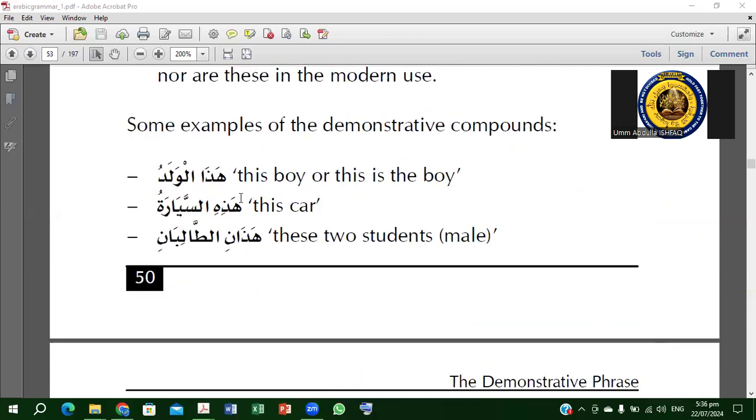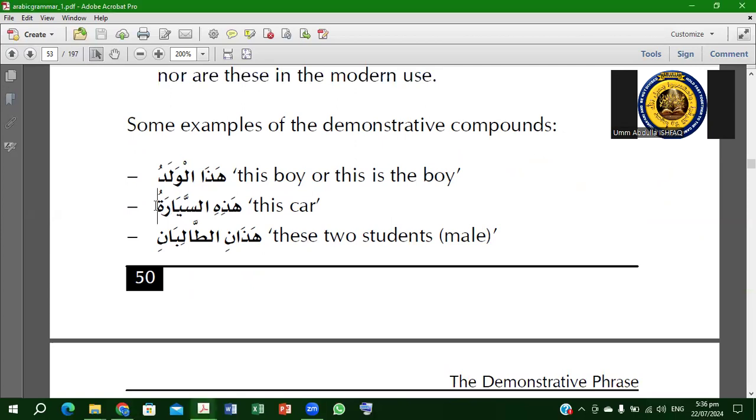And again, ishara should be like hazal waladu, this boy, hazihi. Now this is sayyara. Sayyara means car, but due to this ta it is feminine, right? So you cannot say haza sayyaratu. Haza is for male, so you have to say hazihi because this is for female. So sayyara with this ta, this is a feminine noun. So the isme ishara also should be feminine. هذه السيارة. Okay.